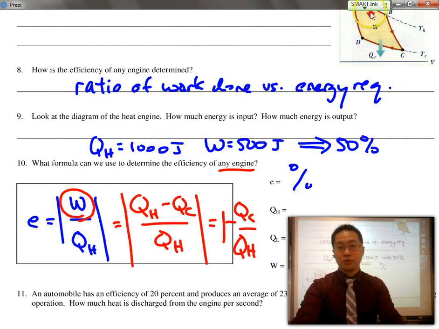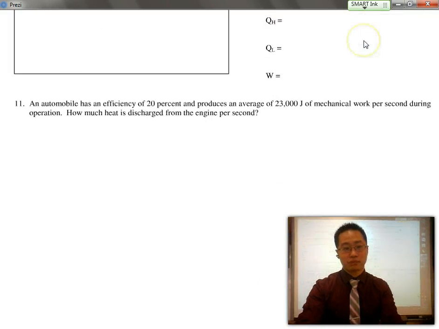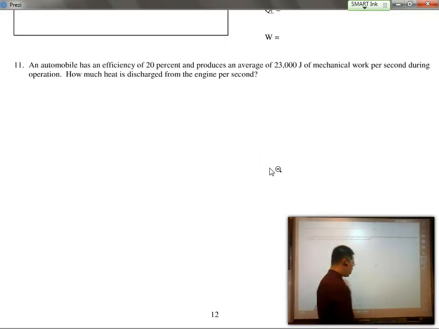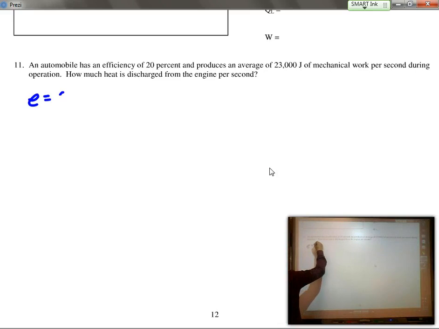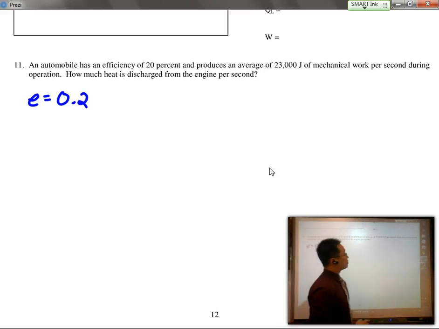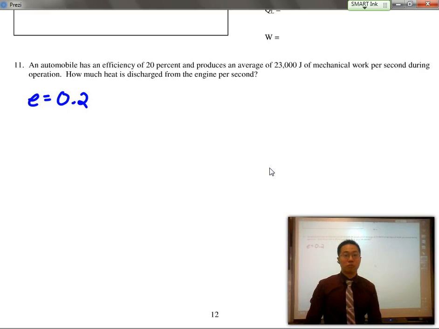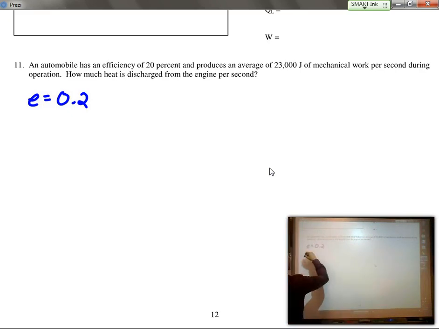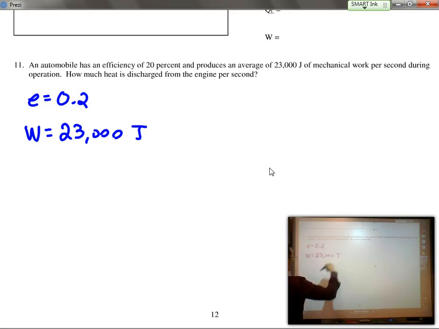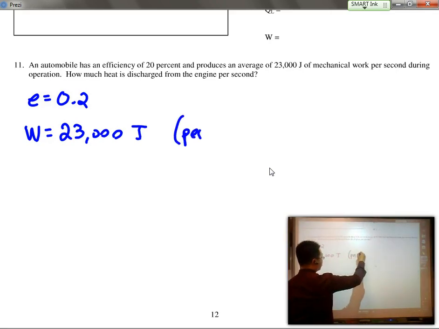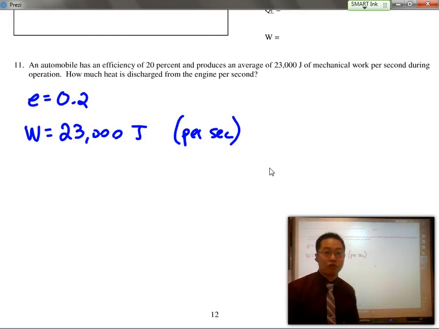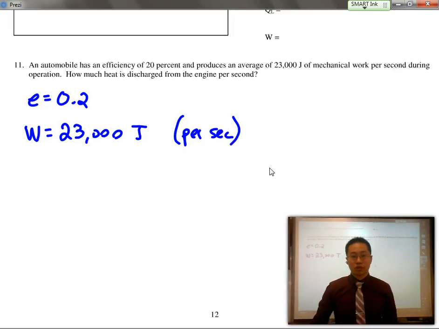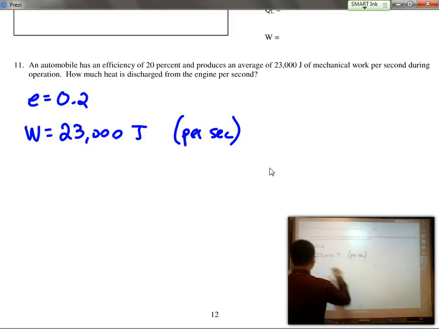Now if I were to do a quick example with this, okay, an automobile has an efficiency of 20%. That means efficiency is equal to 0.2 and produces an average of 23,000 joules of work per second. So work is equal to 23,000 joules, but they say per second. And we'll talk more about what that really means and how we can rewrite the formula because of that. But it's 23,000 joules of work per second during the operation. How much heat is discharged from the engine per second? So looking for QC. Of course, that's per second also.